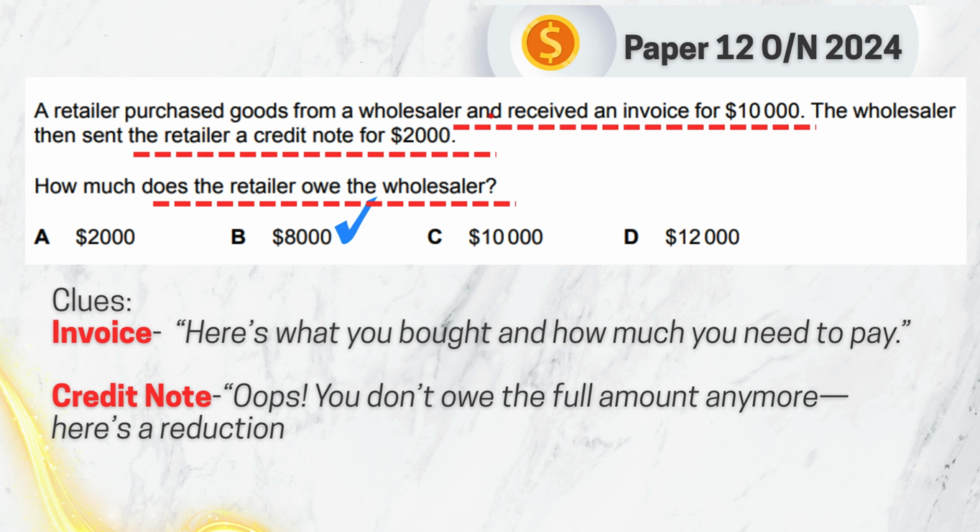So if someone received an invoice for 10,000 and later got a credit note for 2,000, it means they now owe 8,000. So the answer for this item is not 2,000, but 8,000. Why? It's 10,000, the total payment for the goods, minus the 2,000 from the credit note. So the answer will be 8,000.